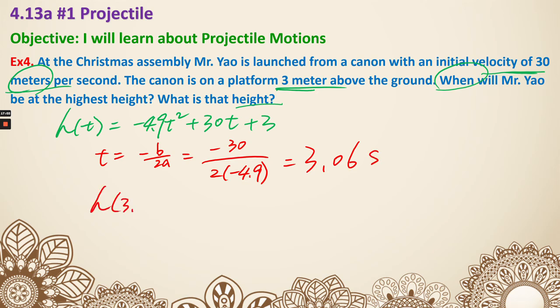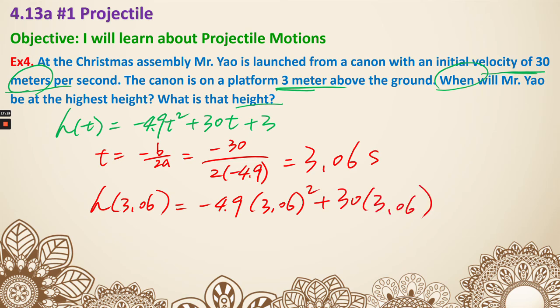H of 3.06 equals negative 4.9 times 3.06 inside the parentheses, then squared. So then plus 30 times 3.06. Then at the end, we have a plus 3. So altogether, we are going to have 48.92. Don't forget the unit, meters. That is example 4. Now, last example, example 5.